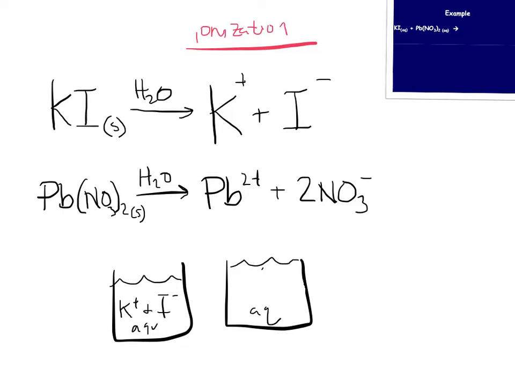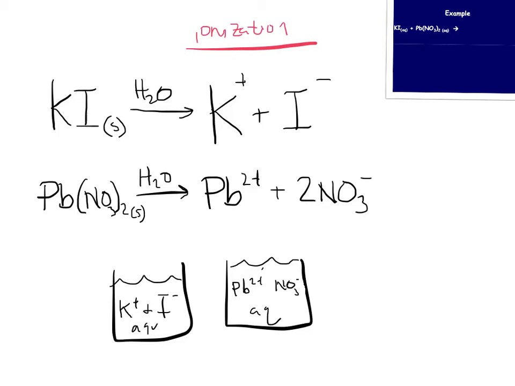There's no KI, just K plus and I minuses. We write it as KI because it's easier, and we put the AQ next to it to indicate to the reader, hey, really what's in here is K plus and I minus. The lead nitrate, it's not PbNO3, it's Pb2 plus and NO3 minuses inside of that solution.